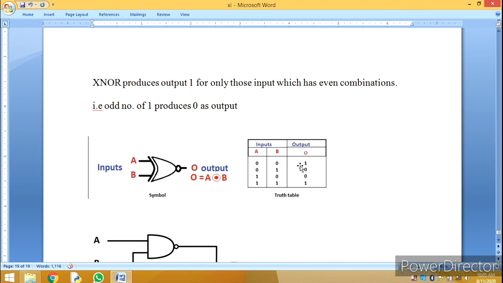If we see the inputs and output, it produces output 1 for only those inputs which have even combination. Here the even combination 0 0 is there, so you are getting 1. For 0 1, you are getting 0. As I said, for an odd number of 1s it produces 0 as output. Again 1 0 will give you 0. And again we have 1 1, that is the even combination, so we are getting the value true. So these are all your Boolean logics, with which we have covered the entire syllabus.